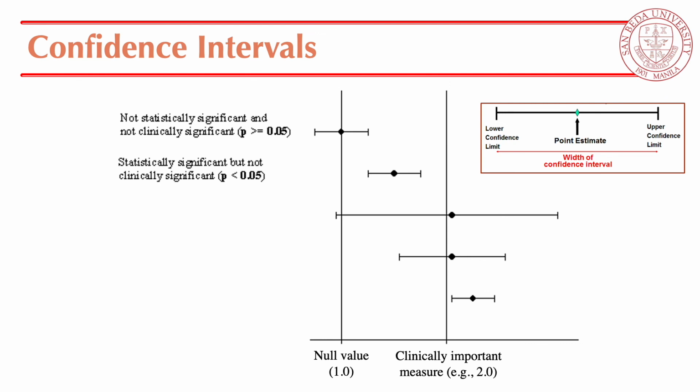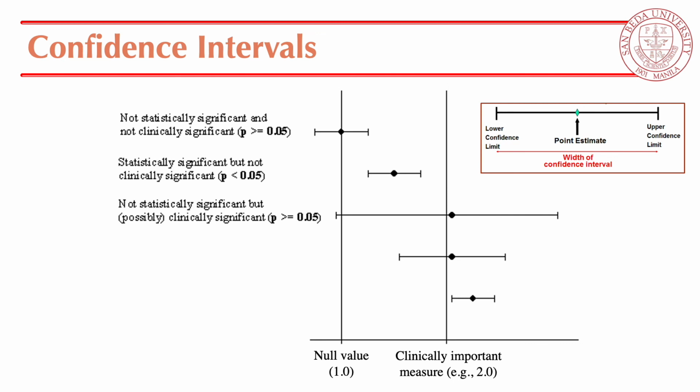Now, for the next measure, we see a rather wide confidence interval. Perhaps the study had a small sample size and was thus imprecise. We see as well that it overlaps both the null value line and the clinically important boundary. With that, this measure of association is not statistically significant, but it could possibly be clinically significant. More studies are therefore needed to get more evidence regarding this association, if there is any association at all.